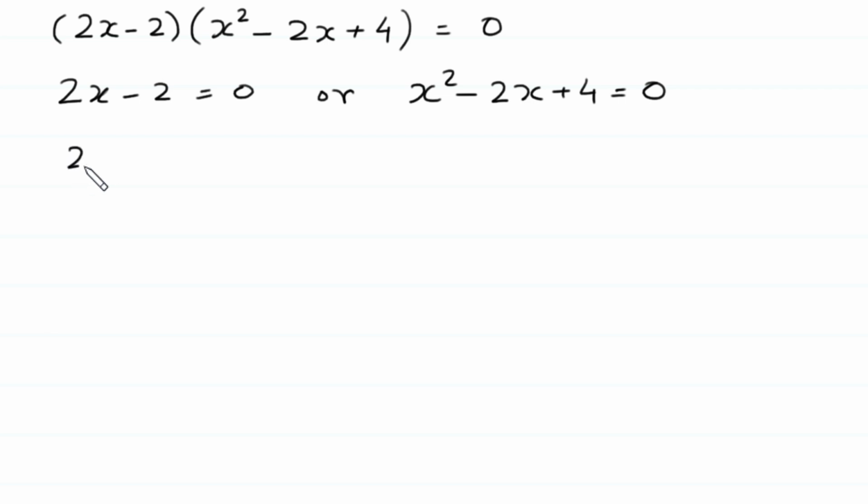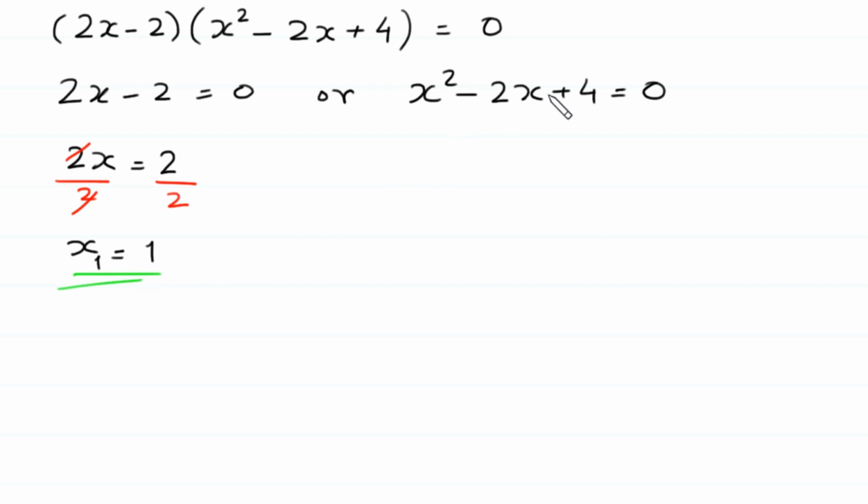From here, 2x is equal to this negative 2 becomes a positive 2 at the right side, and we divide both sides by 2. This 2 will be cancelled with this 2, x is equal to 2 divided by 2, which is 1. This is the first value of x. Now we solve this quadratic equation.